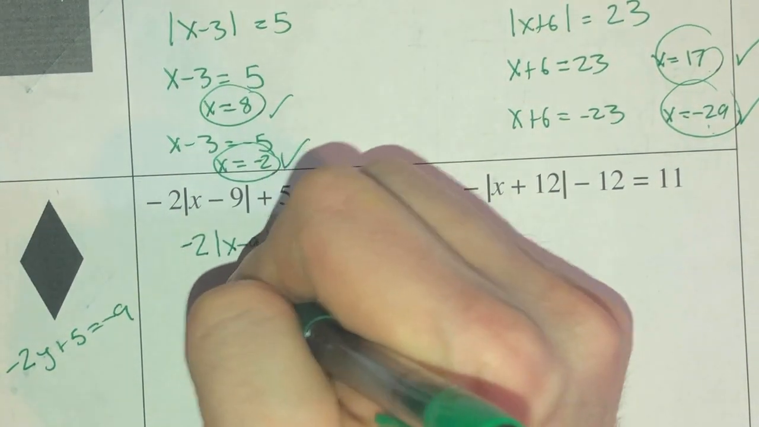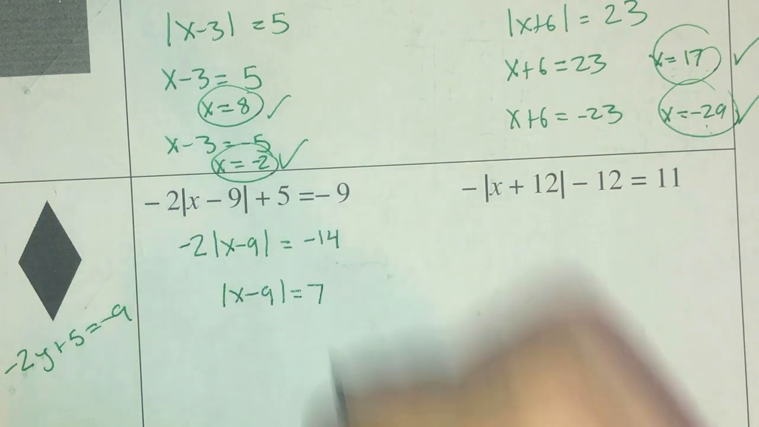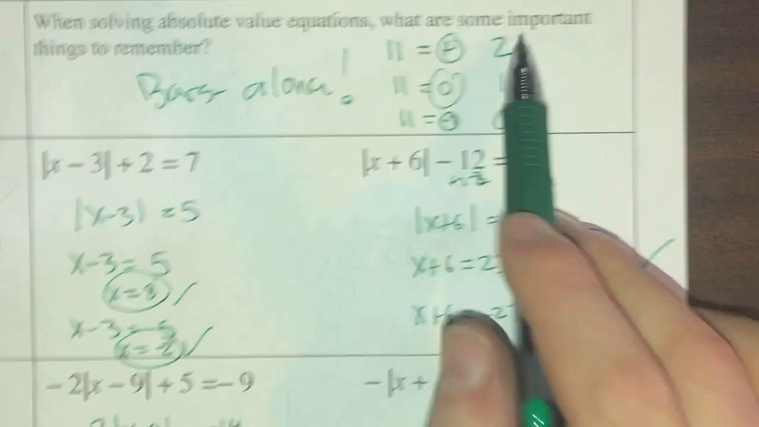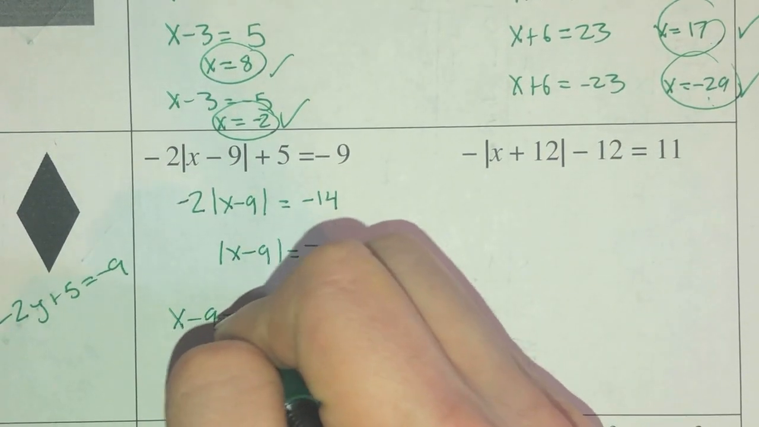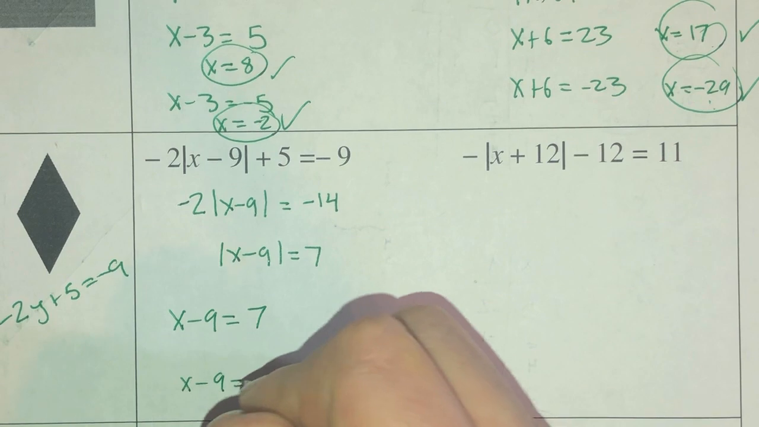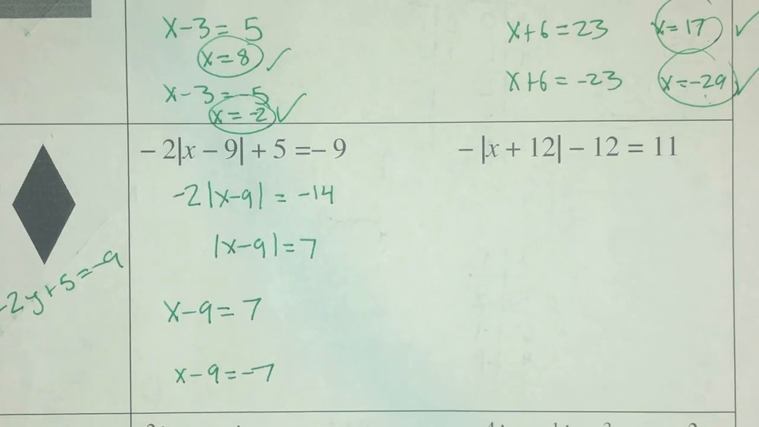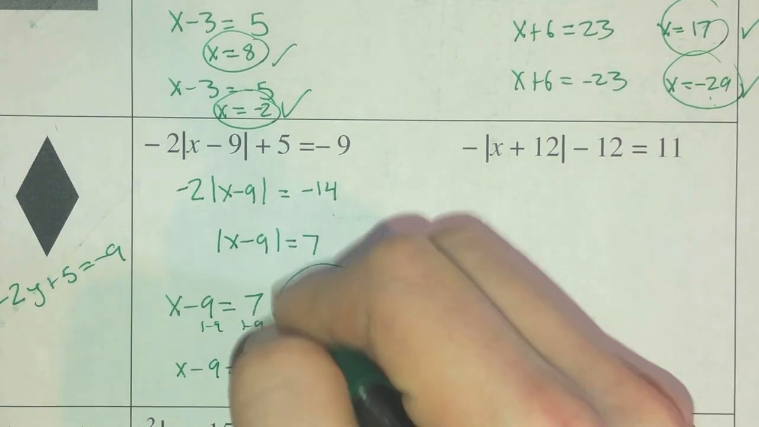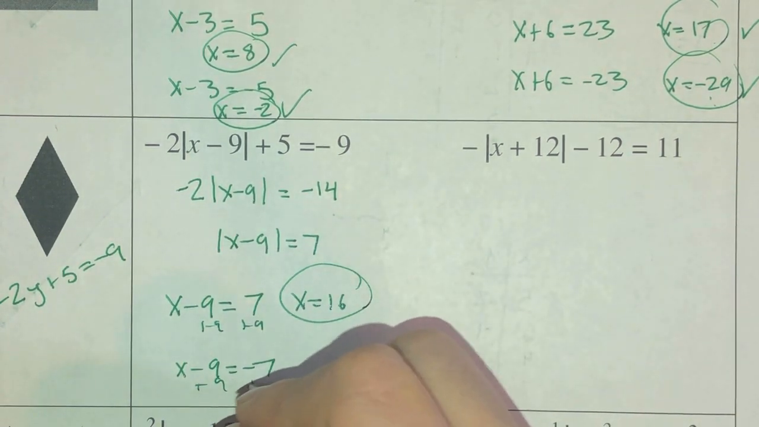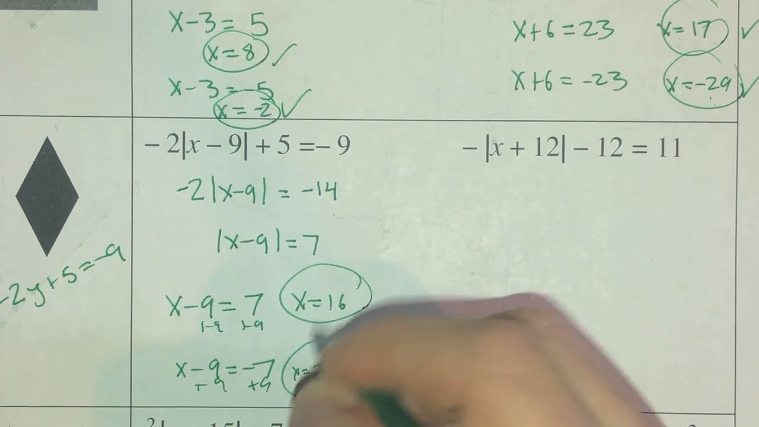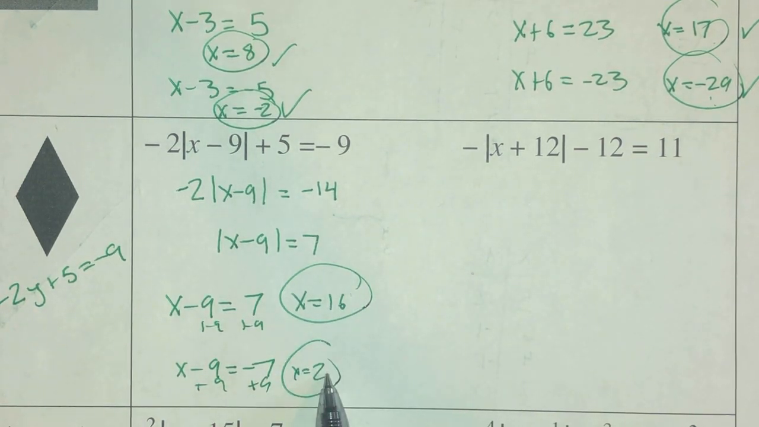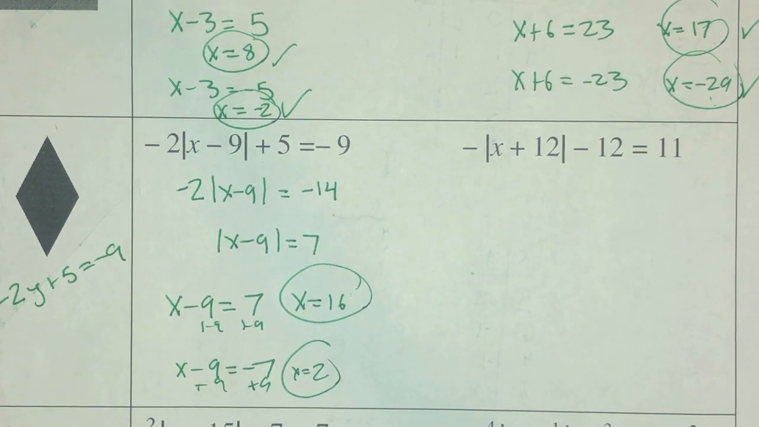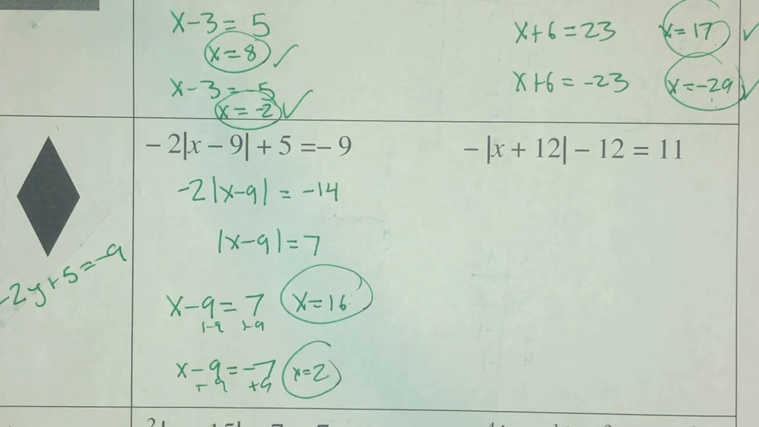Now I divide by negative 2, and I get absolute value of x minus 9 equals 7. Now it's positive, there's 2 solutions. I take the bars off. So either x minus 9 is 7, or it's negative 7. I add 9 on both sides. I get x is 16. I add 9 on both sides. I get x is 2. Notice how 16 and 2 are both 7 away from positive 9. Okay, just like with the word problems, right? This is 7 above, this is 7 below.